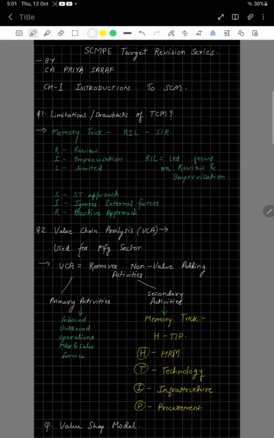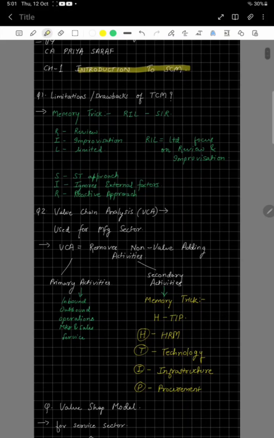Today we are going to start with chapter 1, which is introduction to SCMP. This is a super easy chapter. The main questions that we can revise quickly in this chapter: first we'll proceed with limitations and drawbacks of traditional cost management. For this we can use the memory trick, which is RIL SIR.